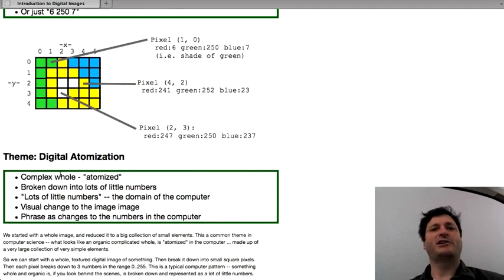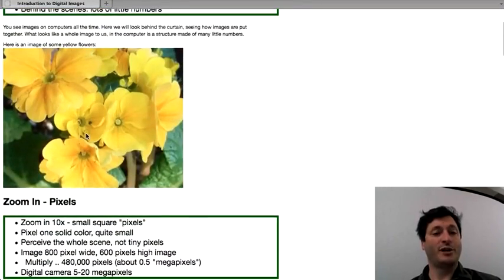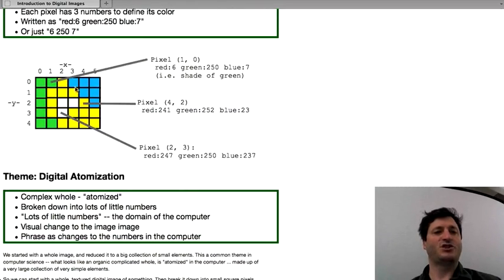Stepping back a little bit, we started with this whole image, and I've reduced it to just this grid that has a lot of numbers. And that's actually a very common theme in computer science. You start off with a whole image or a whole sound or a whole encyclopedia, which as a human we think of as this organic whole. In the computer, inevitably, all that data is structured down to just a lot of little numbers. That is how it's going to be represented in the computer.